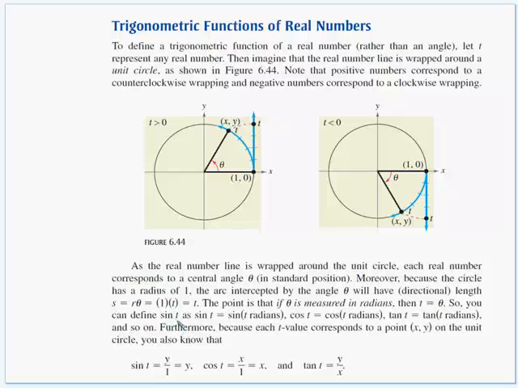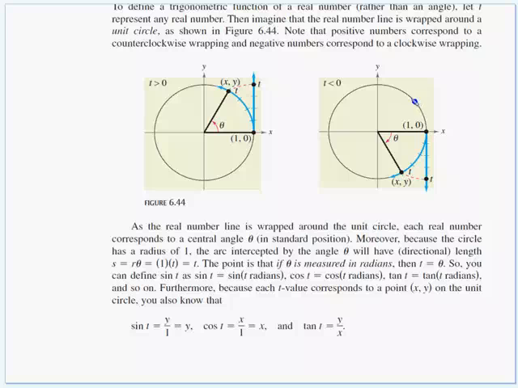So you can define the sine of t as the sine of t radians, cosine of t is the cosine of t radians, tangent of t is the tangent of t radians, and so on. Furthermore, because each t value corresponds to a point x comma y on the circle, as we move around the circle, every point on this circle has an x and a y coordinate. And because our radius length is 1, the sine of t is opposite over hypotenuse, or y over 1. So our sine value is the y coordinate.